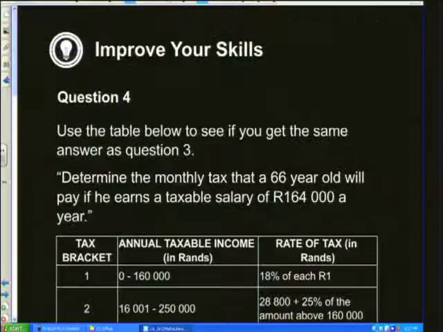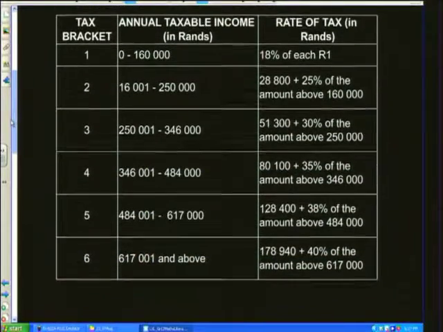Now, we're going to do this again, but we're not going to use the deduction table. We're now going to use the tax table like we learnt about last week. So let's have a look at this. So here's our tax table. We've got our different tax brackets, our annual taxable income, and then our rate of tax. Now, we said our person earns 164,000 rand a year. That falls into category number 2, because 164,000 lies between 160,001 rand and 250,000 rand.